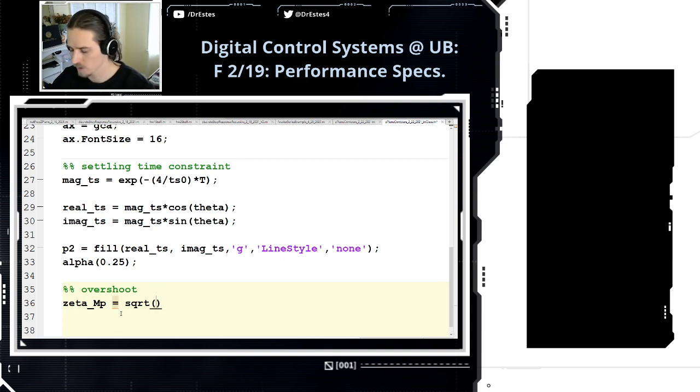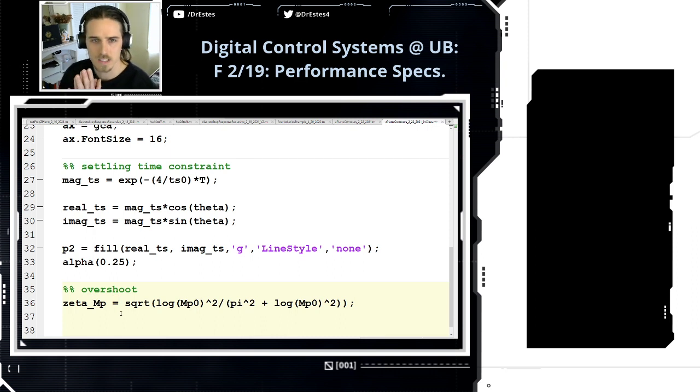So this was the square root of the natural log of Mp naught squared divided by pi squared plus the log of Mp naught squared. So this zeta is like the smallest damping ratio that we can have. And really we need to have our damping ratio be bigger than this. Okay, we're just going to try this first.